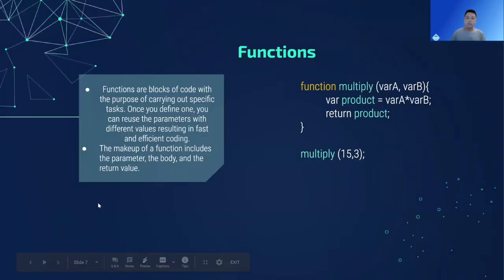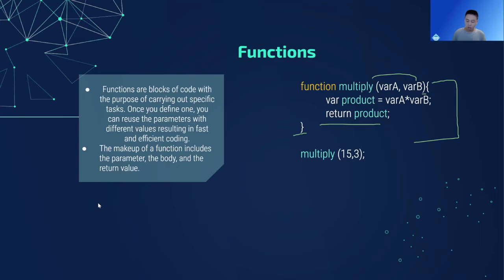Functions. Functions are blocks of code with the purpose of carrying out specific tasks. Once you define one, you can reuse it with different parameter values, resulting in fast and efficient coding. The makeup of a function includes the parameters, the body, and the return value. What is between these brackets is considered the body, and inside of this, you have what you want to carry out in the function, along with the return statement that is sent back out.